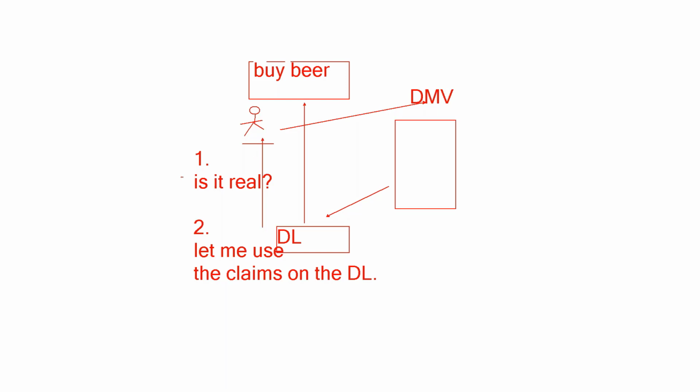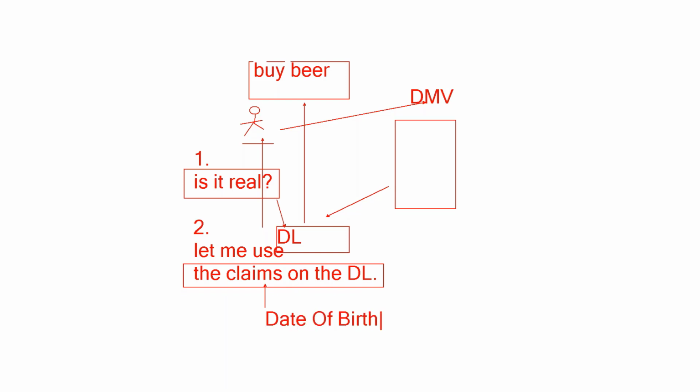The bartender must first somehow verify that the driver's license is real. And once that can be determined, we are just going to use the claims. And that claim specifically will have date of birth. And then the bartender decides to dispense beer or not based on the claim on that driver's license. So Azure AD is that central trusted source. Our web API will serve as the bartender.